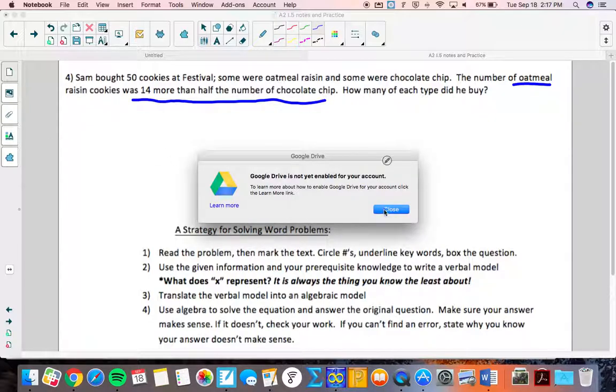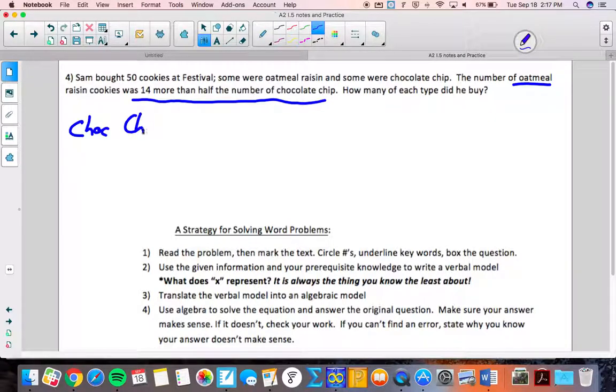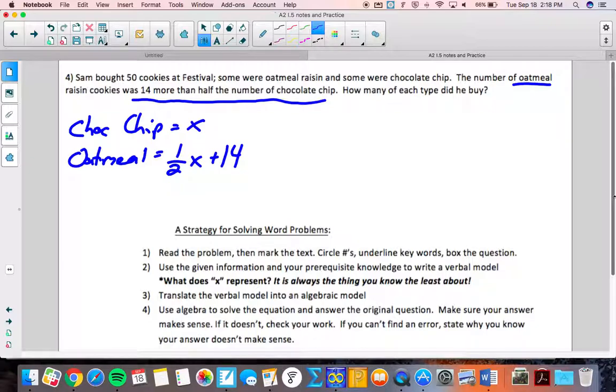For now, let's let chocolate chip equal x. So then oatmeal was 14 more than half the number of chocolate chips. So it's going to be half of the chocolate chips, but then increased by 14. Alrighty. And we know that Sam bought in total 50 cookies.